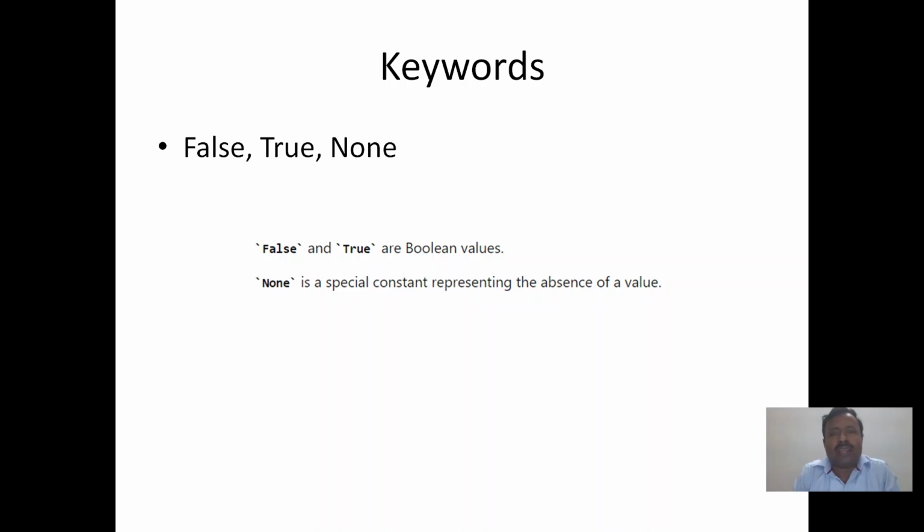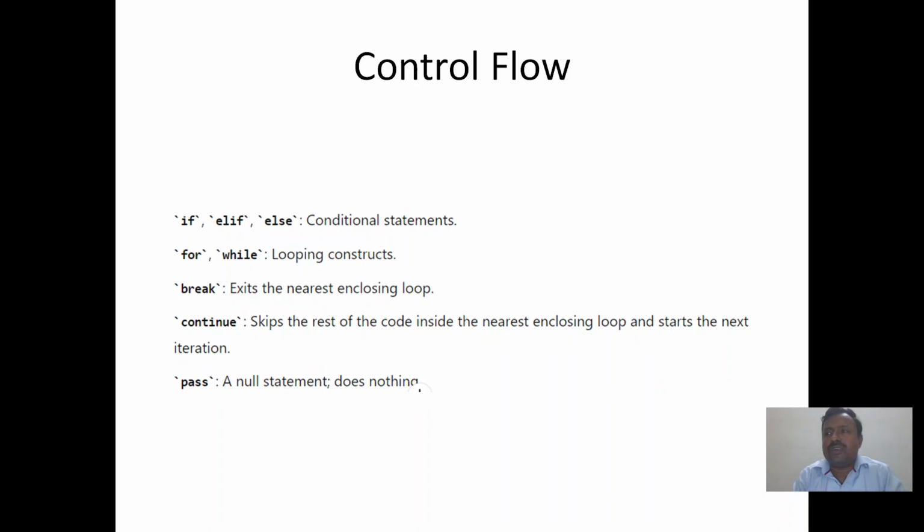Now we will see the categories of keywords one by one. The first category is the what? Special category: False, True, None. So False, True are used to represent the Boolean values. Now coming to None, it's a special constant which represents the absence of a value, just like a null value in our C programming language. None represents the what? Absence of value. Each keyword will possess a special meaning.